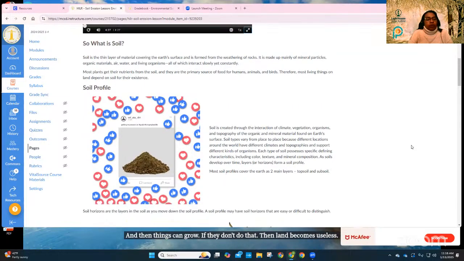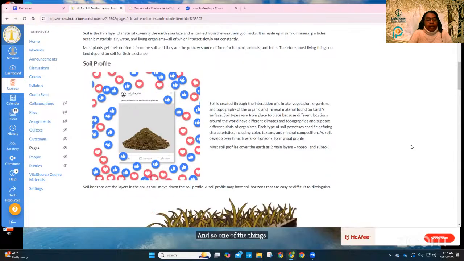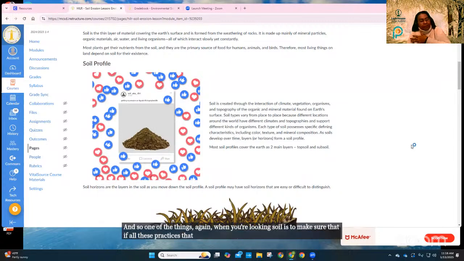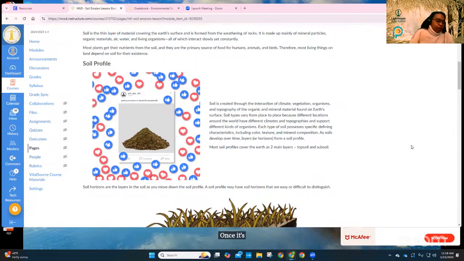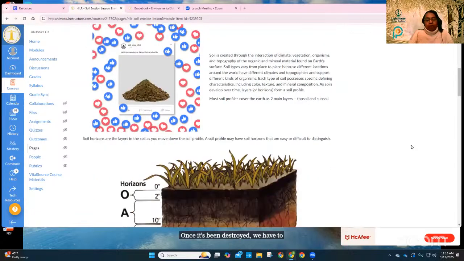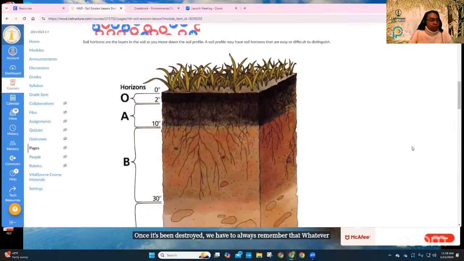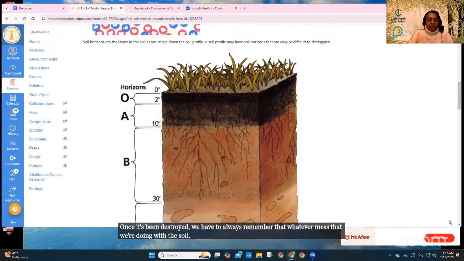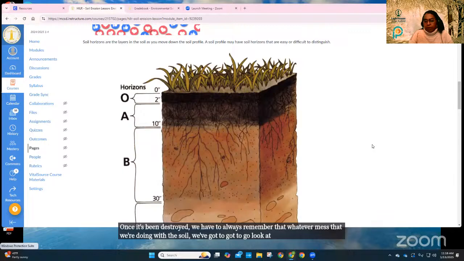And so one of the things, again, when you're looking at soil, is to make sure that practices that we do that degrade the soil, it's hard to get it back once it's been destroyed. We have to always remember that whatever mess we're making with the soil, we've got to look at trying to get it back.